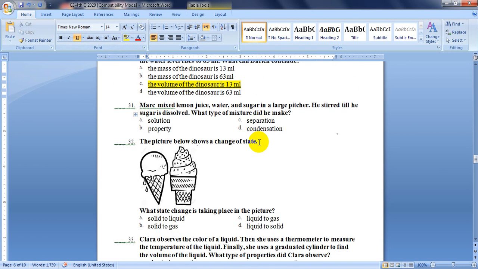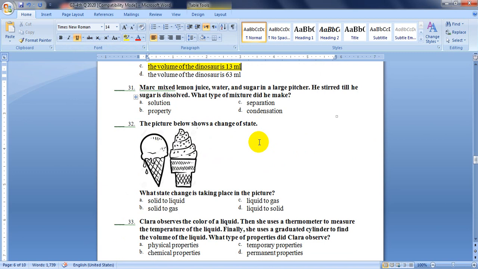The next, 31. Mark mixed lemon juice, water, and sugar in a large pitcher. He stirred till the sugar is dissolved. What type of mixture did he make? Solution, property, separation, condensation. The sugar dissolved, so he made a solution.